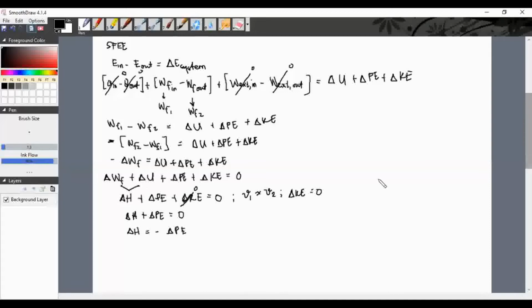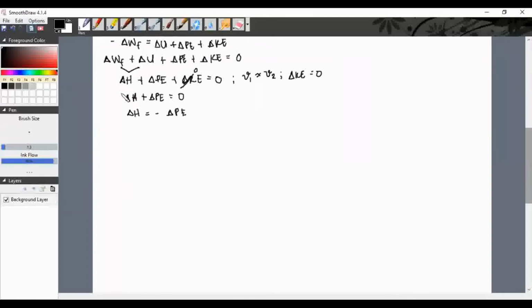What is delta H? That is the change in enthalpy, and we all know the change in enthalpy is equal to m delta h, specific, which is also equal to m Cp delta T. I will use this one. So delta H is m Cp delta T. And the potential energy, we all know that delta PE is equal to m g delta Z, the change in elevation, all over the proportionality constant K. There is a negative sign there.